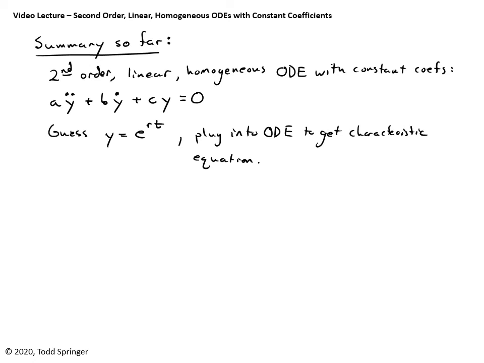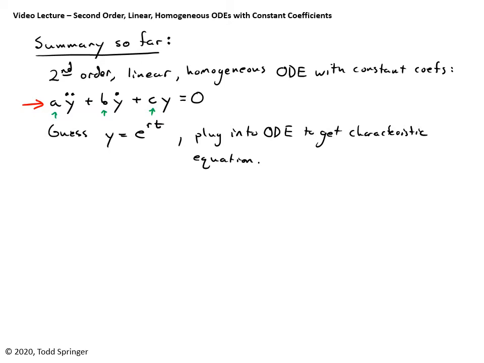So far we've been talking about this form of second order ODE, so that's a linear homogeneous ODE with constant coefficients. A, B, and C are those constants, whatever they are. And we learned that to solve this you guess y equals e to the rt, so y is a function of time, e to the rt, and you plug it in and you get some equation to solve for r.